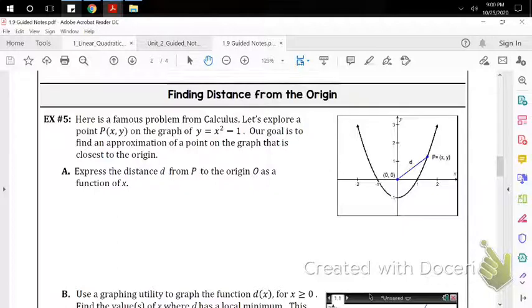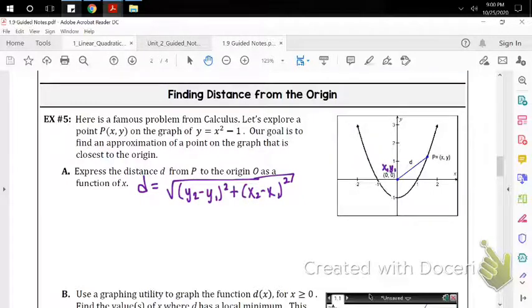Alright, so let's remember our distance formula. So we're after the distance. Distance is equal to the square root of (y2 minus y1) squared plus (x2 minus x1) squared. And they gave us two ordered pairs. They gave us the origin, so let's let this be x1, y1. And they gave us point P, that is x and y, so let's make that x2, y2.